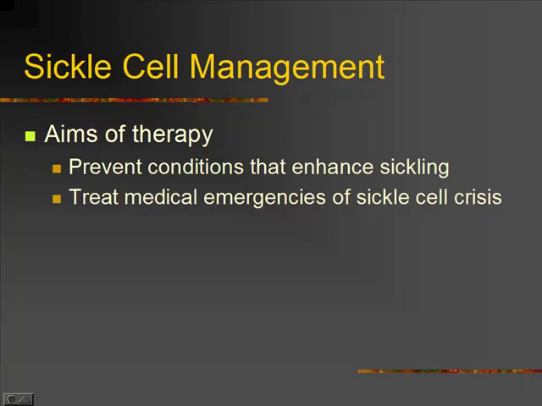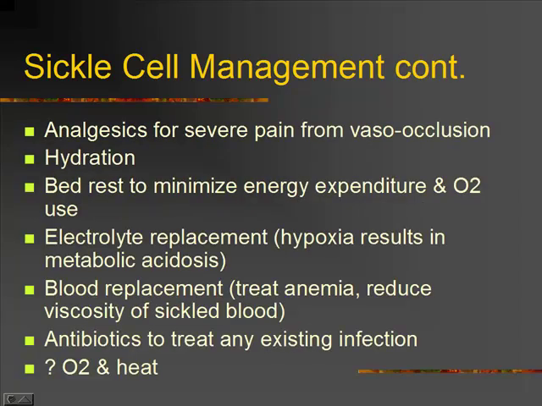Now, management. Our management is to prevent conditions that are going to cause sickling: illness, anything that causes acidosis, anything that causes hypoxia, dehydration. So preventing illnesses and doing prophylactic antibiotics may be a consideration. And then we want to treat any sickle cell crisis that they're in. And when they're in a crisis, the big thing we're treating for them is pain. It's extremely painful. So analgesics for the pain.